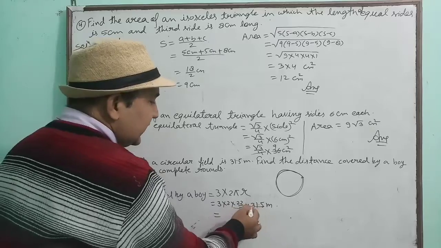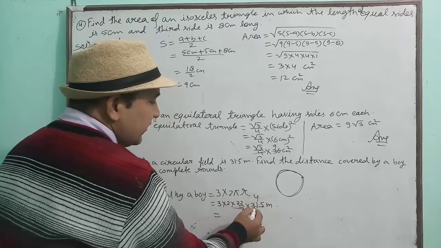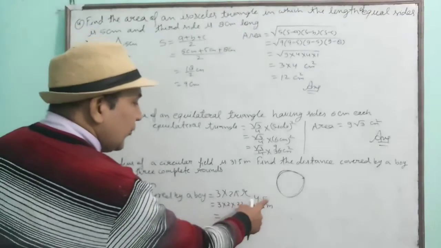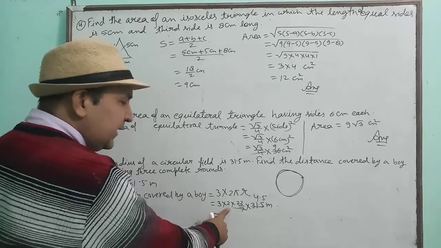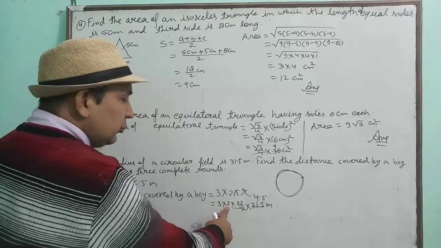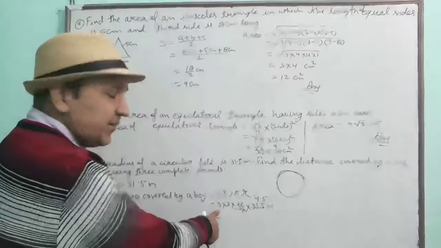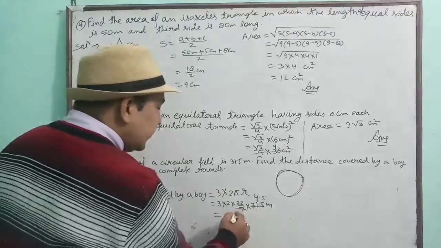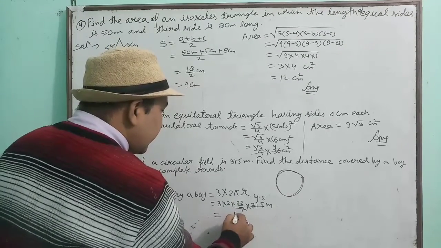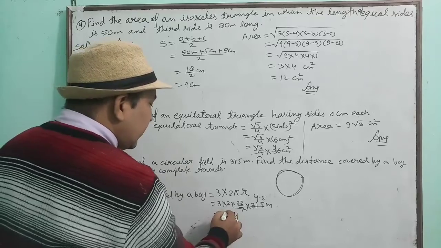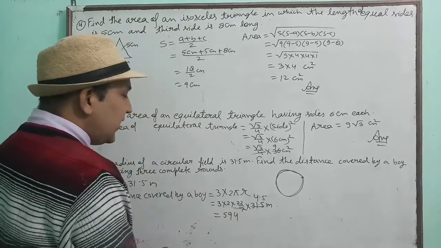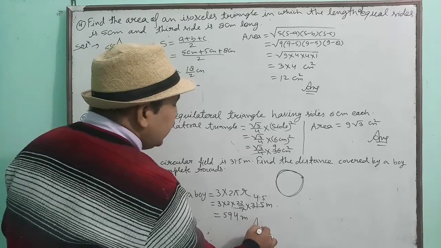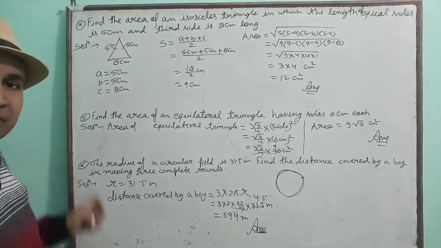Okay. 7 dividing 31.5. 7 into 4, 28. 4.5. Okay. Now see, 4.5 into 2, 9. 9 into 3, 27. 27 into 22. 27 into 2 is 54. 5 carry on. 54 plus 5, 59. That means 594 meter is the distance covered in 3 rounds.